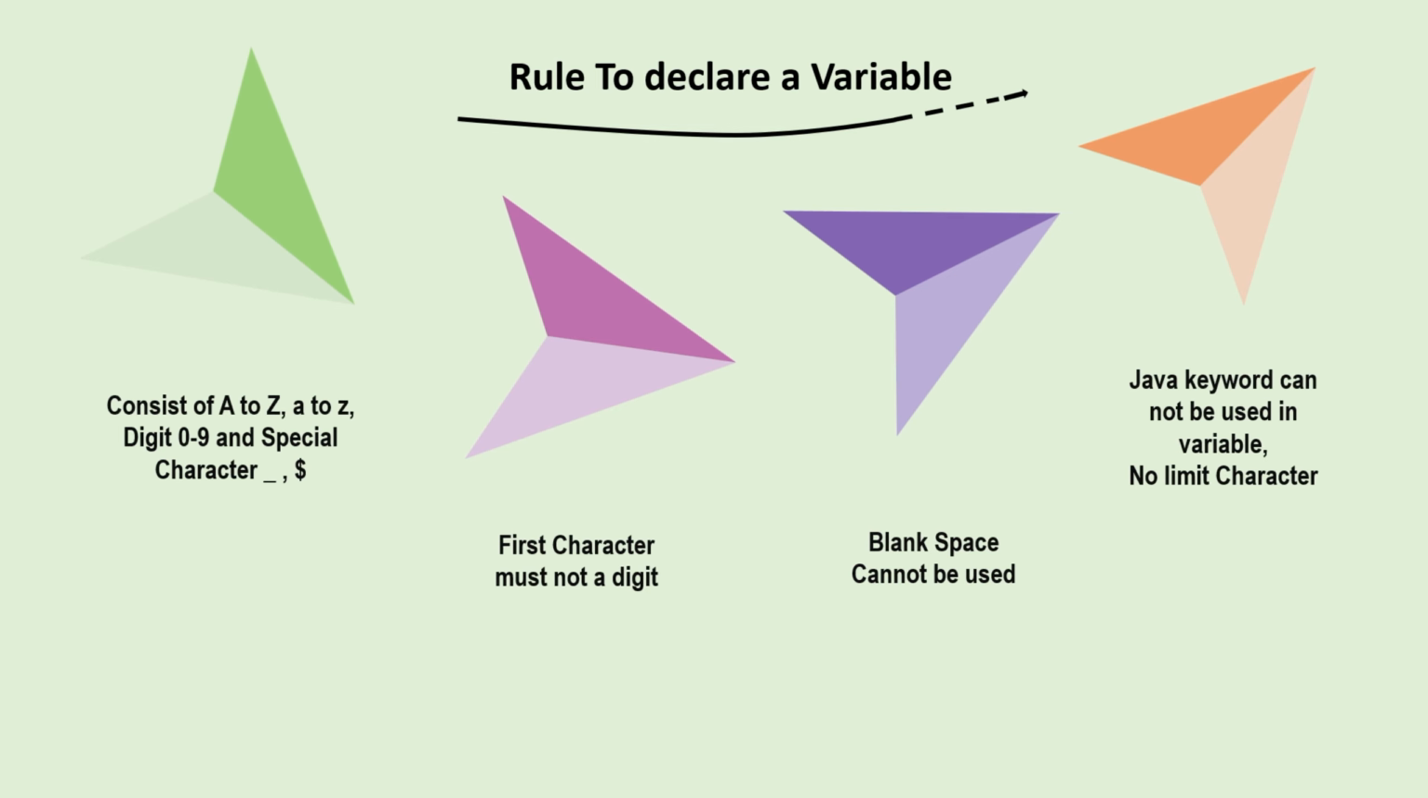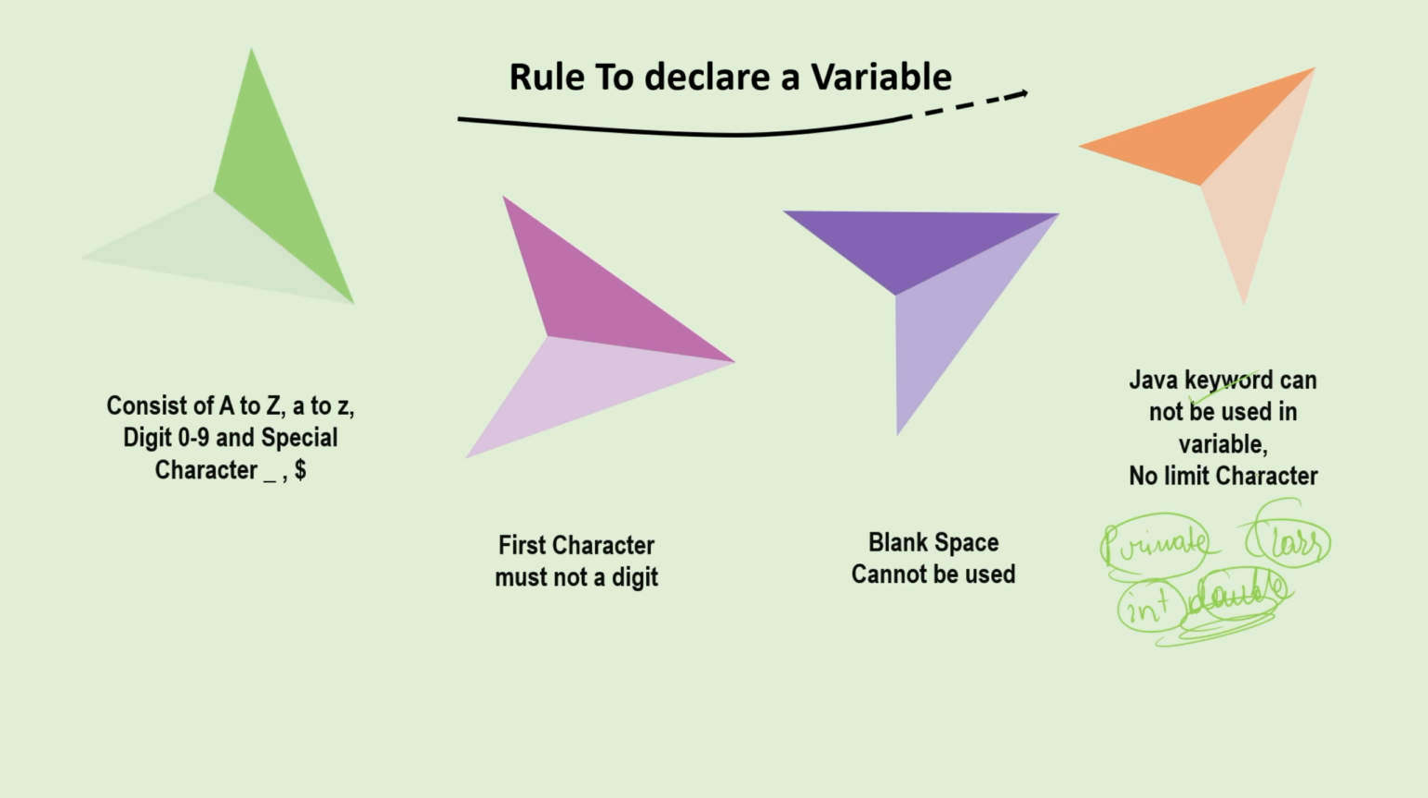The Java keyword cannot be used as a variable name, like private, class, and int. These are keywords which are already specified in Java, which are reserved keywords. We cannot use these for our personal use in the coding language, like declaring variables.